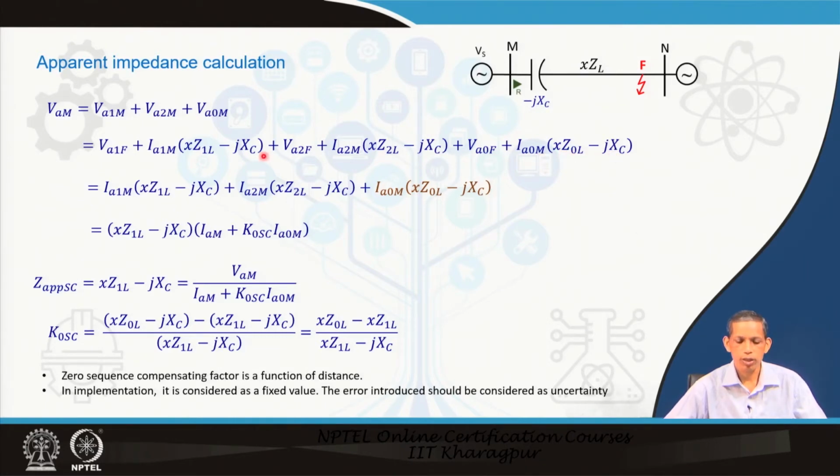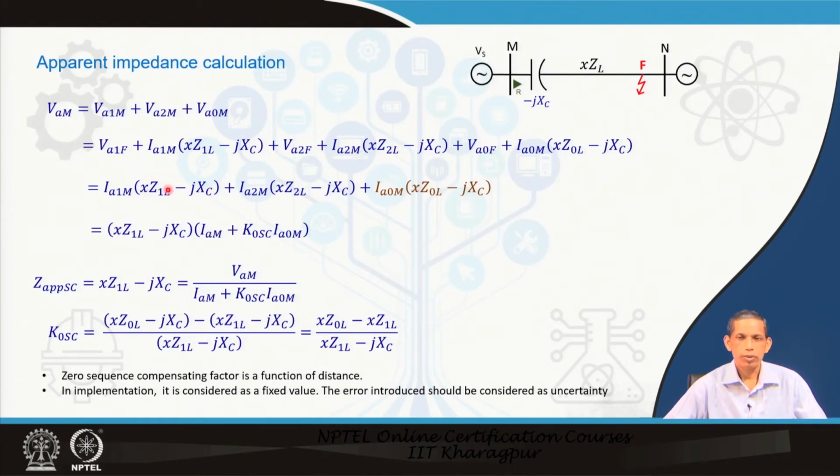So, in all the three terms we find jXC, because in all the sequence diagrams the XC component will be there in the circuit. When we do the algebraic manipulations, VA1F plus VA2F plus VA0F combined become 0, because at the fault point the voltage VF for a phase A to ground fault will be 0.